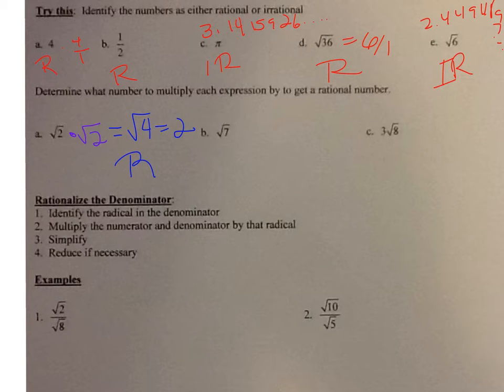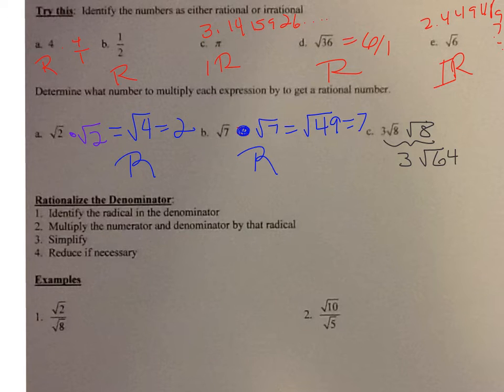All right, what about the square root of 7? Well, if I multiply the square root of 7 by the square root of 7, I'll get the square root of 49. And the square root of 49 is 7, and that would be rational. What about 3 times the square root of 8? The 3 on the outside really has nothing to do with it. So I could multiply the square root of 8 times the square root of 8. This will give me 3 times the square root of 64, which would be 3 times 8, which is 24, and that's a rational number.